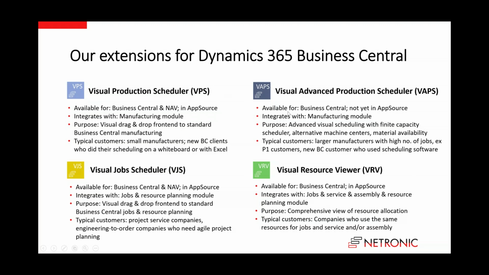When it comes to production and to production scheduling, we have 2 products, the Visual Production Scheduler, VPS, and the Visual Advanced Production Scheduler, VAPS. The VPS is available for Business Central and NAV, and we have it in AppSource. It is the product that actually marked the starting point for us as NETRONIC to become an active player in this Navision and Business Central community. So this was the very first product that we launched for Dynamics NAV back in 2013. So this is now almost exactly 7 years ago.